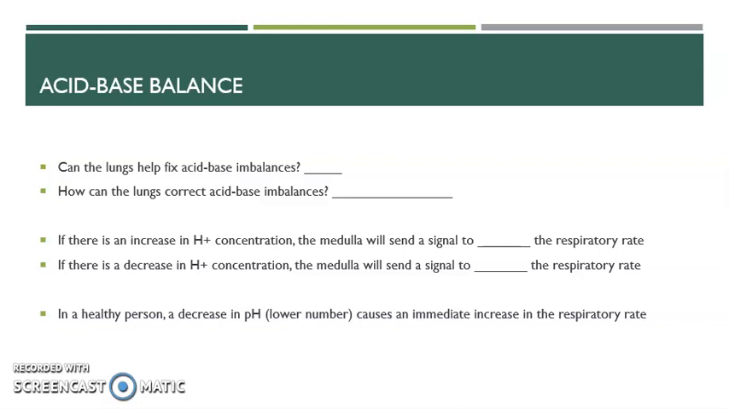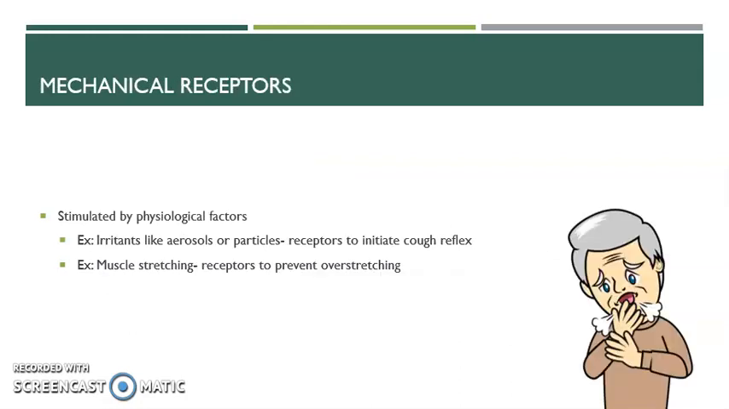If there is a decrease in hydrogen concentration, which again is an acid, the medulla will send a signal to decrease the respiratory rate so the body can hold on to that acid and doesn't breathe out that acid as fast. In a healthy person, a decrease in pH, so remember that's a lower number, will cause an immediate increase in the respiratory rate to fix the acid-base imbalance. We will cover the rest of this in part 2.